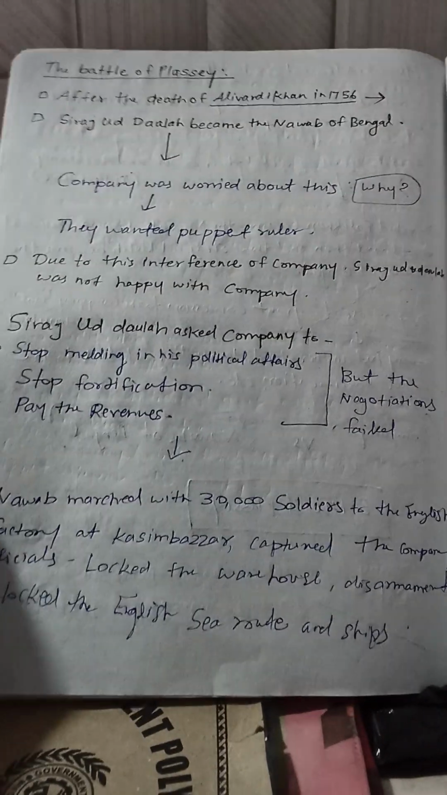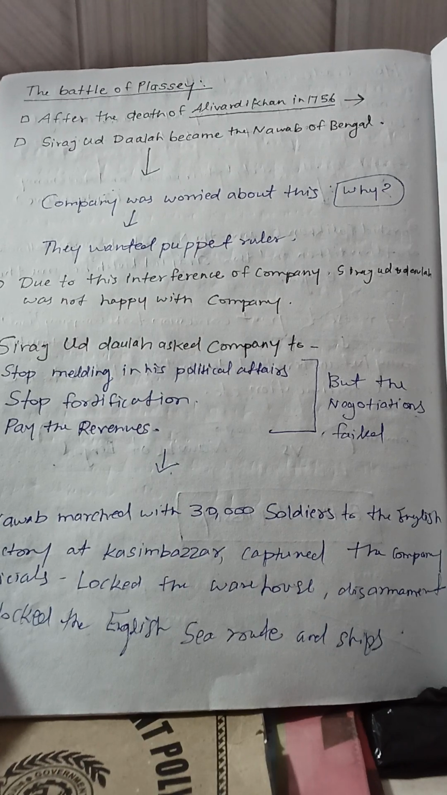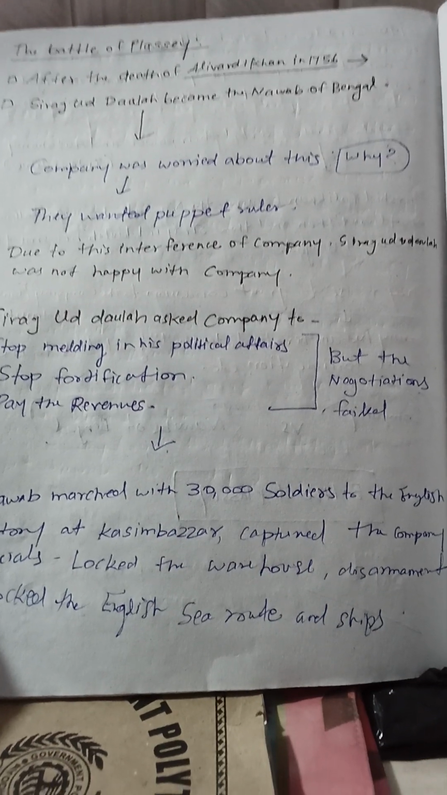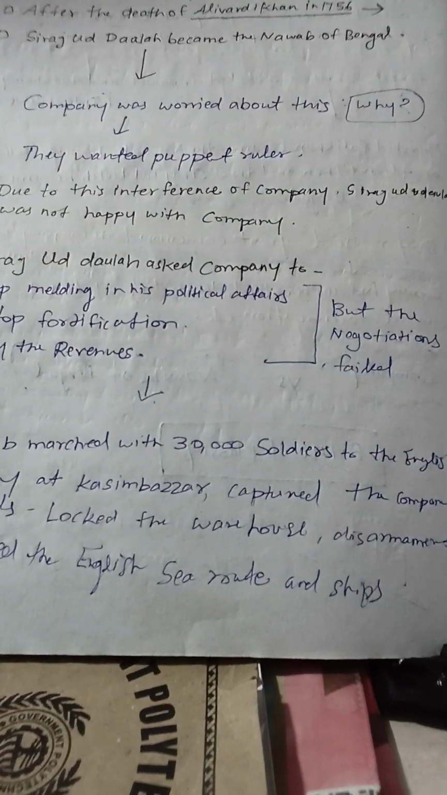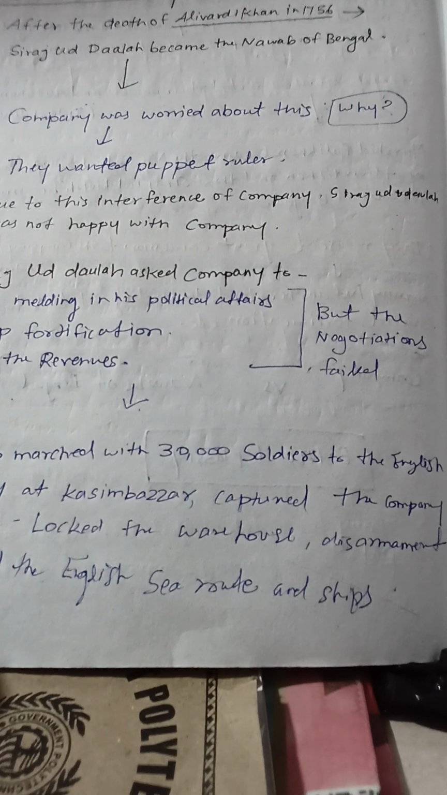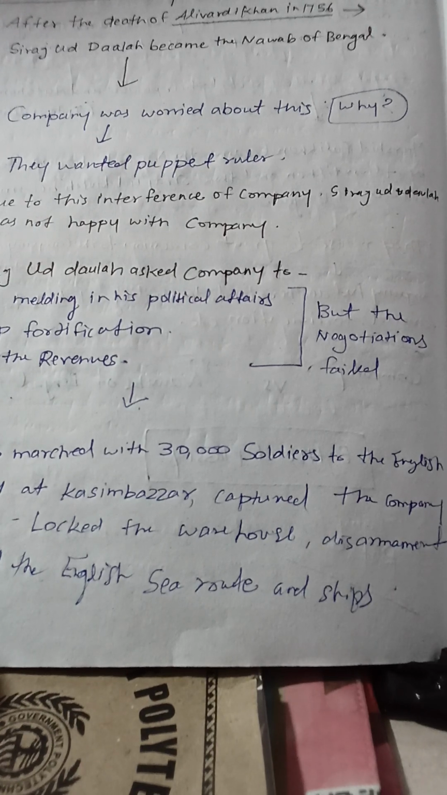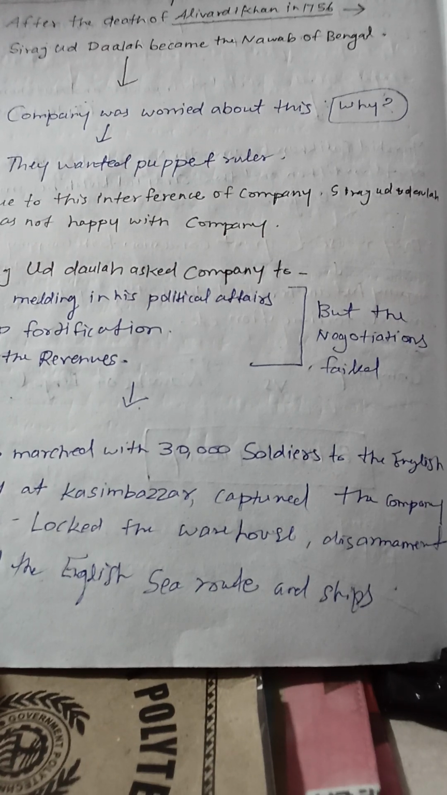In the Battle of Plassey, students, what happened there actually? After the death of Alivardi Khan in the year 1756, Sirajud-Dowla became the Nawab of Bengal. You know what the Britishers wanted? They were playing dirty politics. The company was worried about this. Why? They wanted puppet rulers. What do you mean by the word puppet ruler? A puppet ruler means a ruler who works according to the will and wishes of the Britishers. Due to this interference of the company, even Sirajud-Dowla was not happy with the company.